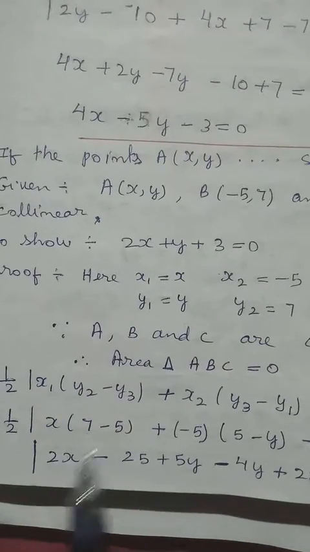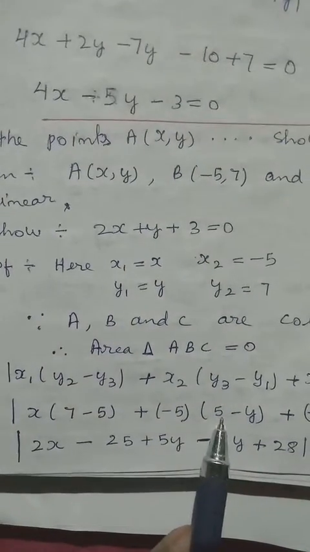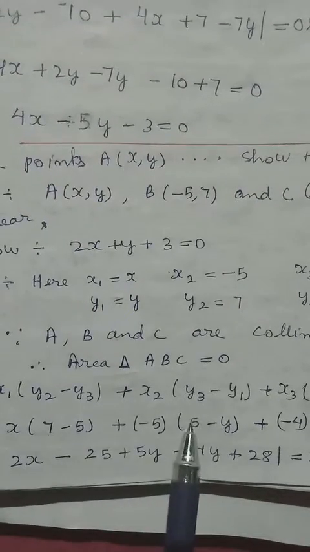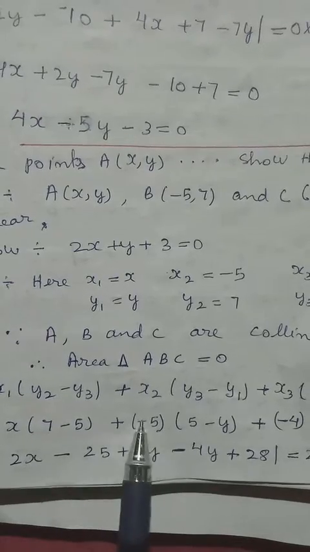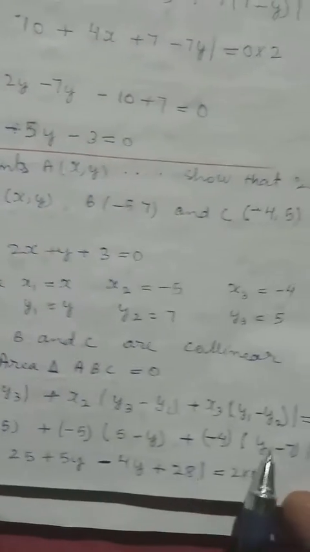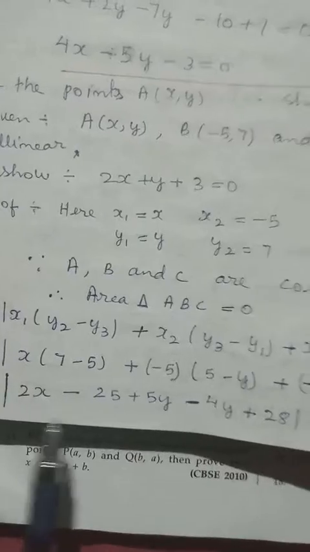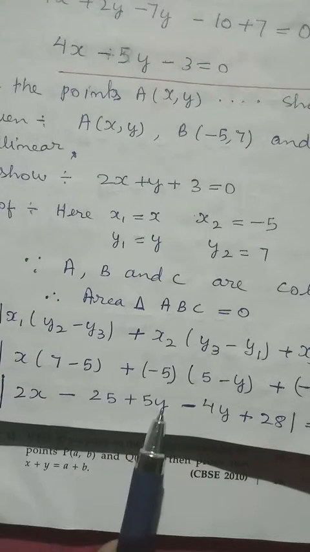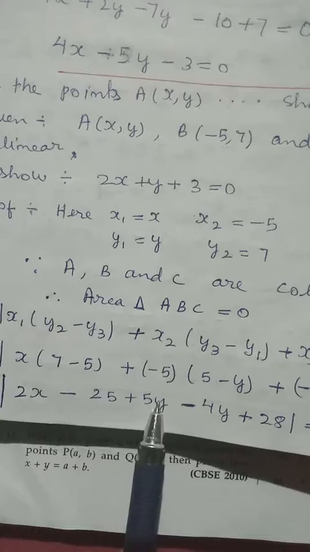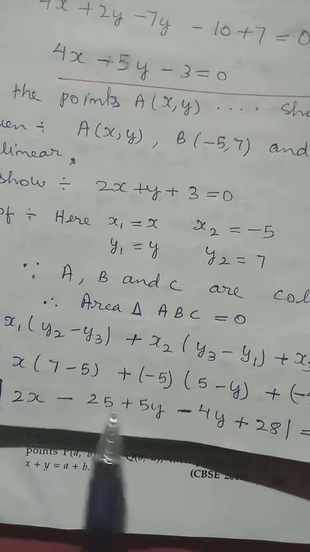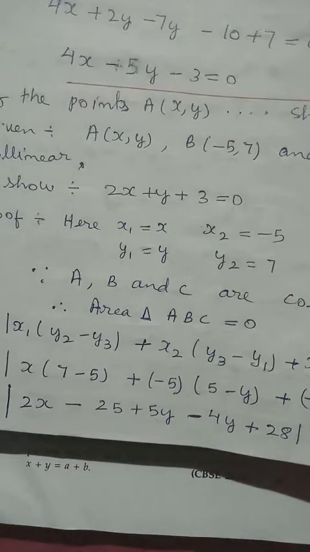So let's quickly see what we can do. 7 minus 5, 2x. Here one alphabet, one number, we cannot minus, so we multiply. Minus 5 into 5 is minus 25, minus into minus plus 5y. Here one alphabet, one number, you multiply. Then 2 as usual, transfer it to the other side because it's 0. So 2x remains same. 5y minus 4y, we get 1y. 28 minus 25, we get equal to 0. It proves the relation.